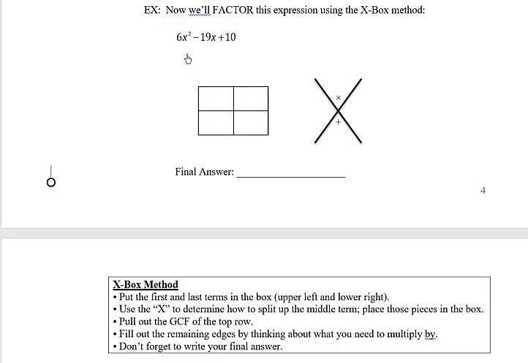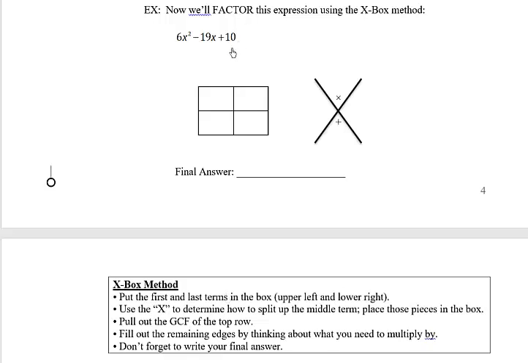I could factor this using trial and error. It would take a little longer than the last one we did because 6 has multiple possibilities and 10 has multiple possibilities, but it is possible. But let me go ahead and demonstrate the Xbox method, and you can see down at the bottom here the list of steps that we're going to follow.